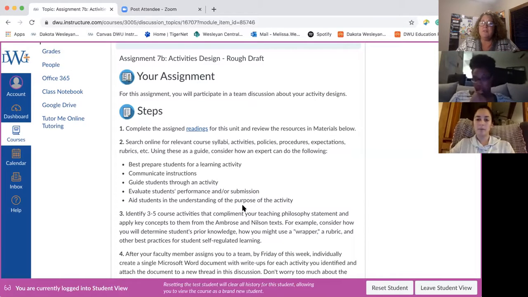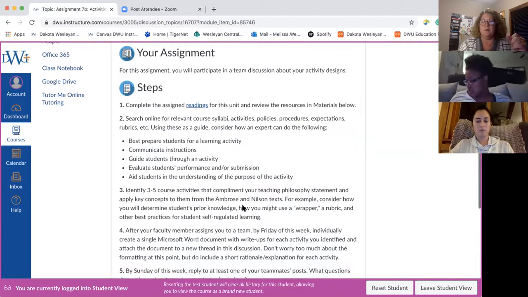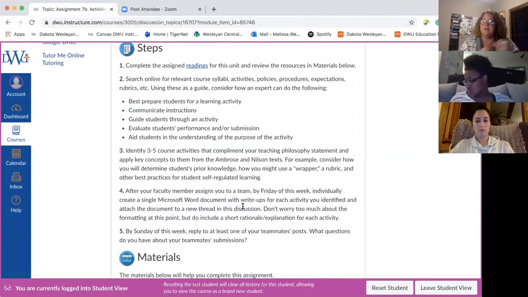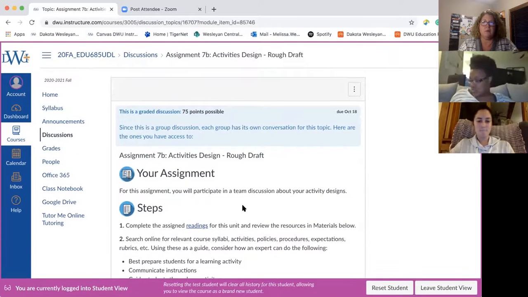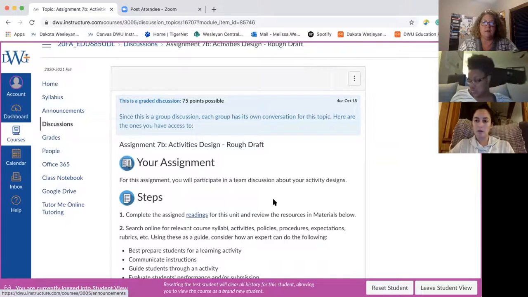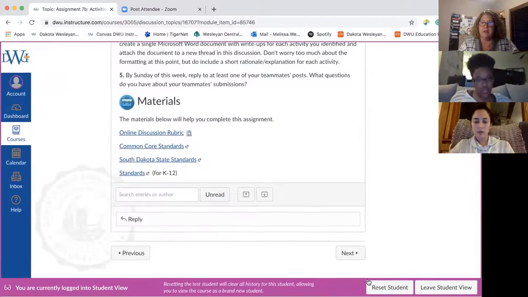For the rough draft, really all we're doing is coming up with 3 to 5 different activities, and just doing a brief explanation of each of those activities. Then you'll share those in a discussion with your fellow classmates. So any questions about the rough draft portion of it? No. Okay, I'm good. So then we'll jump ahead here.